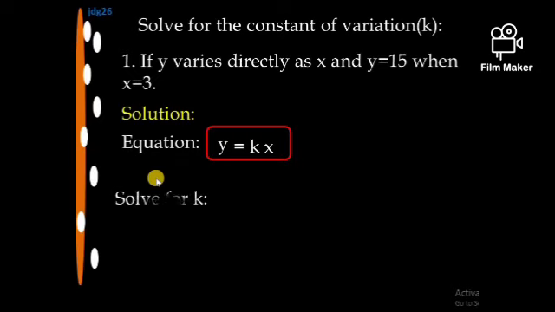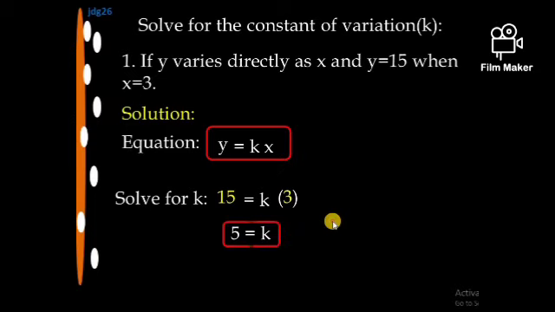Next step is to, of course, solve for k. So, ano lang ang kailangan natin gawin? Mag-substitute lang tayo ng mga values. So, meron tayong 15, ipalit natin sa y kasi yung given is y is equals to 15. And then copy equals k. And multiply it by 3. Saan nakuha yung 3? Dito sa given na x is equals to 3. Simplify. Divide both sides by 3. So we have k is equals to 5. And that's it.